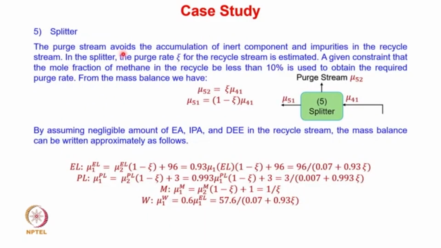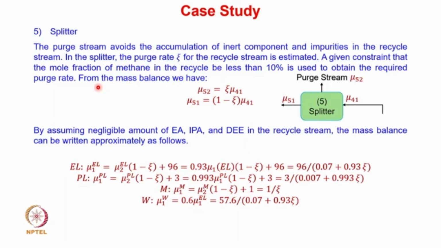So the purge stream avoids the accumulation of the inlet component and impurities in the recycle stream. In the splitter, the purge rate zeta for the recycle stream is estimated. A given constraint that the mole fraction of methane in the recycle be less than 10% is used to obtain the required purge rate. Remember, in the problem statement which we defined in the preliminary flow sheet design, we said that the methane percentage should not go beyond 10%. So that is what we are using here in order to calculate what should be the purge rate.